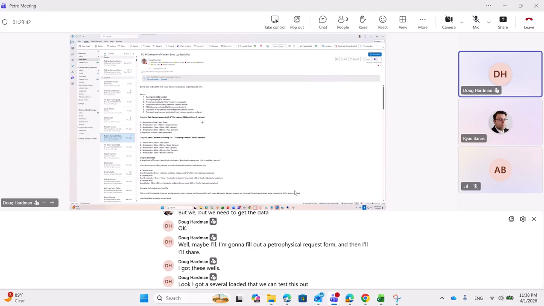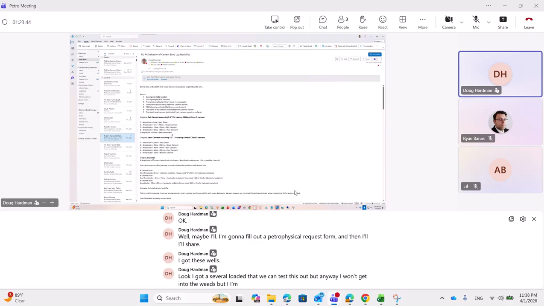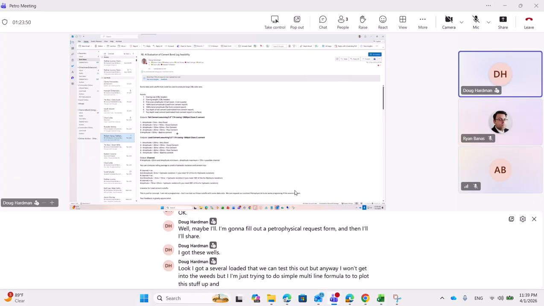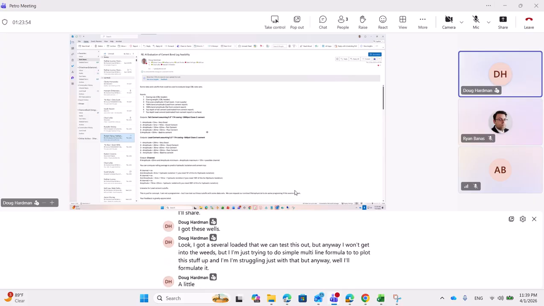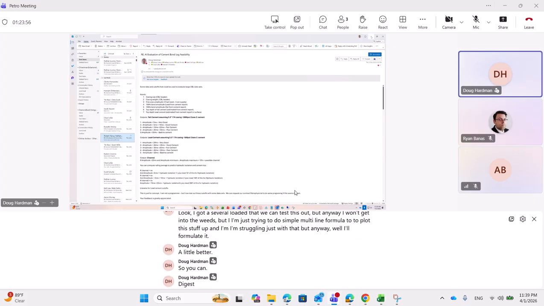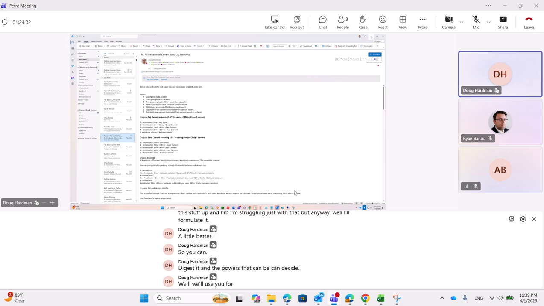But anyway, I won't get into the weeds. I'm just trying to do a simple multi-line formula to plot this stuff up, and I'm struggling just with that. But anyway, I'll formulate it a little better so you can digest it, and the powers that be can decide we'll use you for something and whatever.